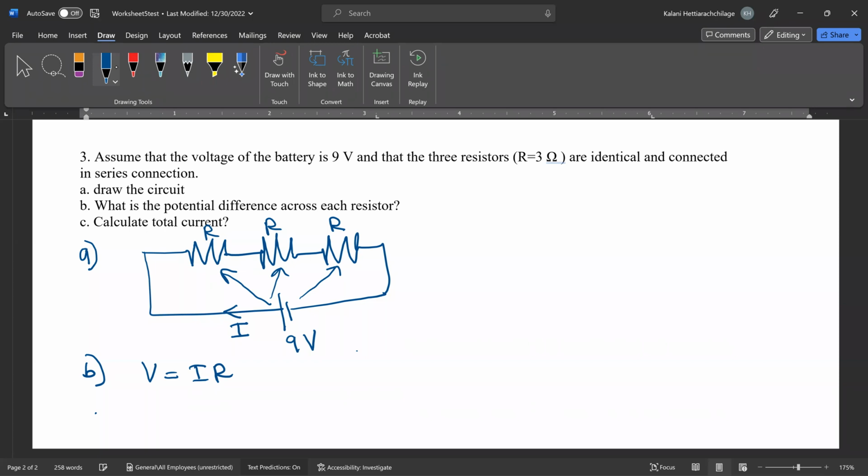So equally divided, that means all 3 resistors have 3 volt each. Each of them has 3 volt. Okay, 3, 3, 3 add up to 9.